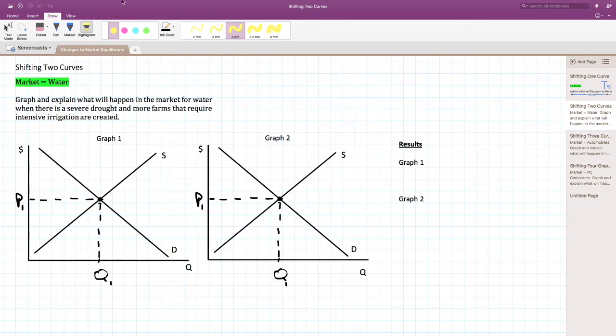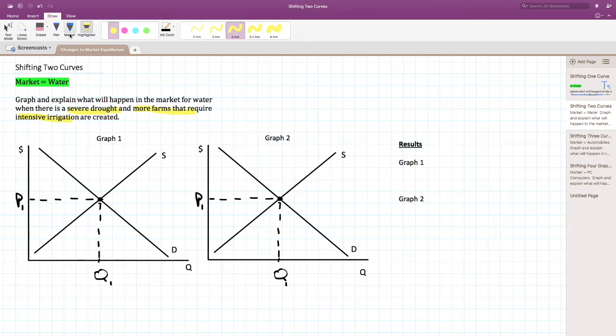Okay? Now, let's look at what happens when we have two curves that are shifting. So again, first thing you want to do is identify the market. So here the market is going to be water. I helped you identify the market. And the problem is, graph and explain what will happen in the market for water when there is a severe drought and more farms that require intensive irrigation are created. Okay? So first, there is a severe drought. Second, we have more farms that require intensive irrigation.